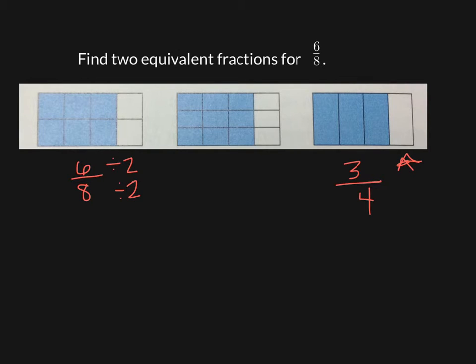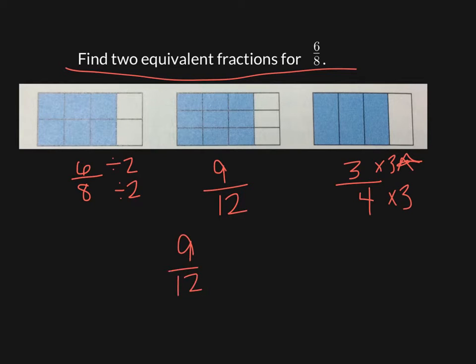Now let's say I took that 3/4 and I multiplied by 3, I would get 9/12. So if you get a question that says find 2 equivalent fractions for 6/8, the answer would be 9/12 or 3/4. Now you could also do something crazy and say I'm going to multiply them both by 100. Okay, so there's many options.